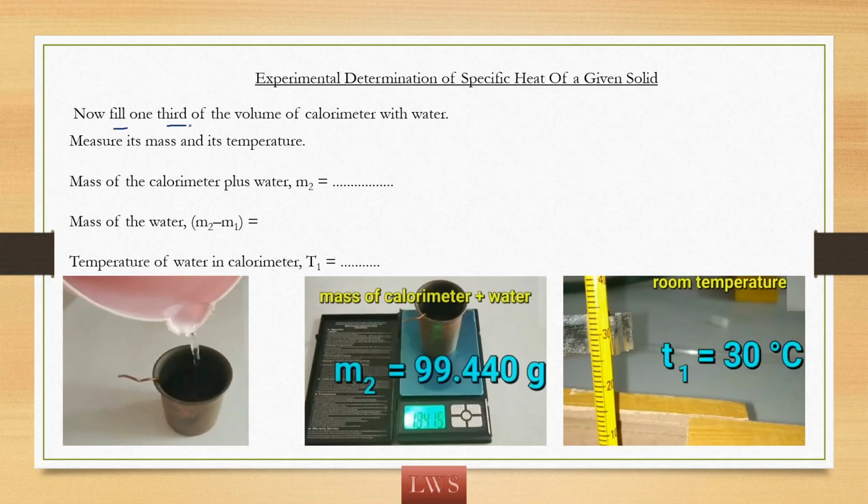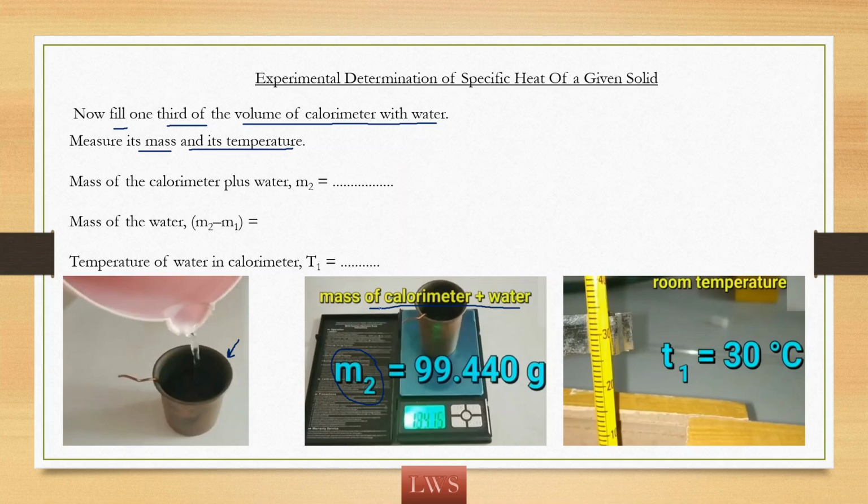Now fill 1/3 of the volume of calorimeter with water. So initially we have taken an empty calorimeter, right? So this calorimeter now I am filling with water up to its 1/3 of the volume. And now we need to measure its mass and temperature. So now I am measuring the mass of calorimeter along with water, and this mass I am noting as M2.